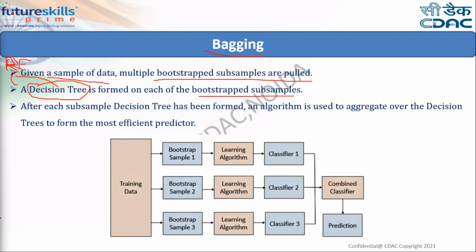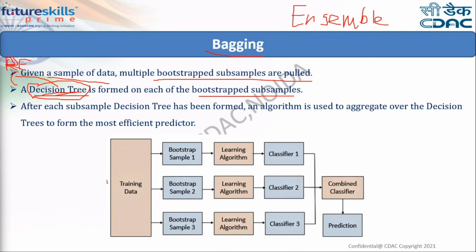Actually, when we talk simply about the ensemble method, then we can say that we will use different algorithms. But if you are talking about bagging, then you can say that a decision tree will be formed. Now, it is used to aggregate over the decision trees to form the most efficient predictor. If you are clear with that diagram, I hope these terms are clear.